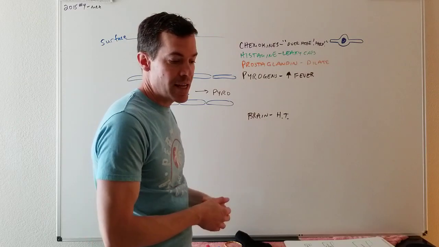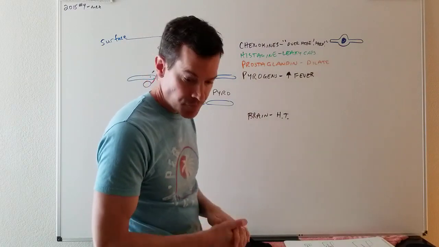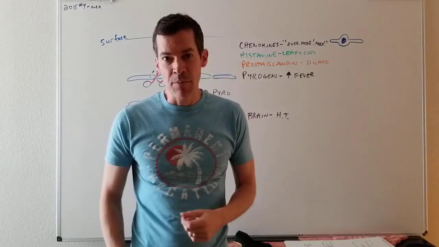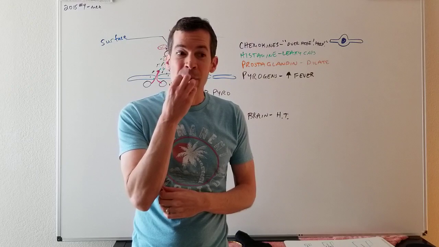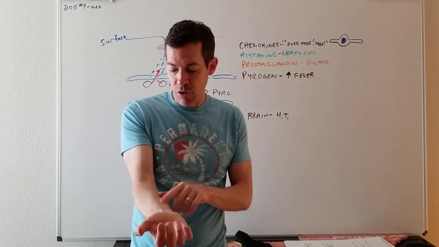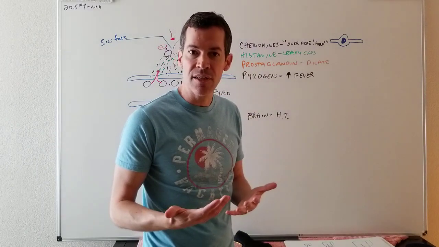So let's say that I'm allergic to peanut butter. I get a cut, I rub peanut butter in it. Why? Because I'm a freaking idiot. Or I eat it, and now my tongue starts to swell. So a local reaction right there. Quick aside, that's what we do for allergy testing.